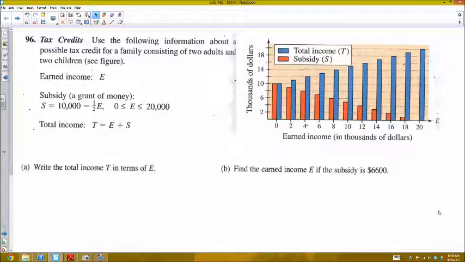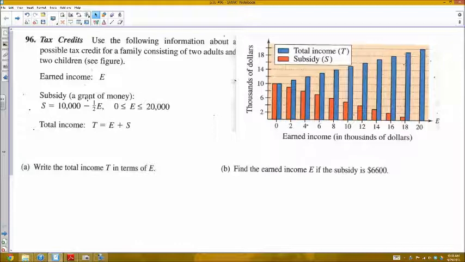Since we've been studying linear equations, it's sometimes useful to see how these linear equations relate to real-world situations. So this is an example of how that happens. It says, use the following information about a possible tax credit for a family consisting of 2 adults and 2 children. Notice that off to the side there is also a diagram depicting the information that's expressed in these equations. For this situation, earned income is represented by the capital letter E.